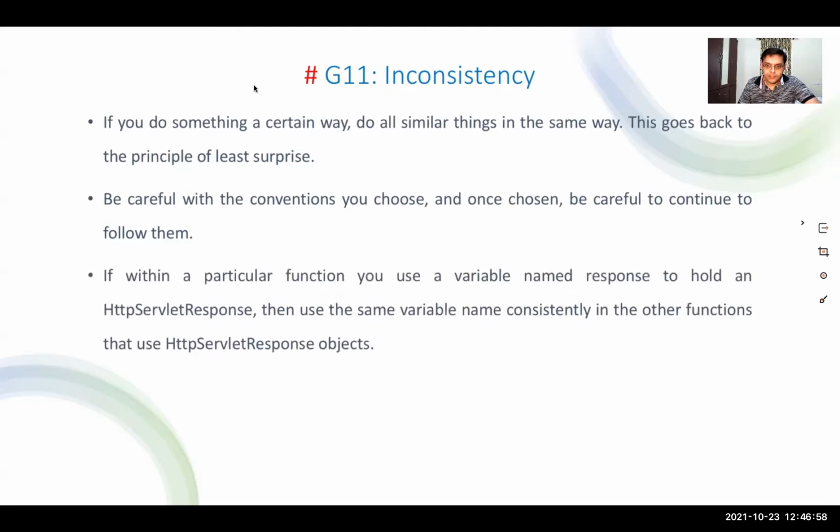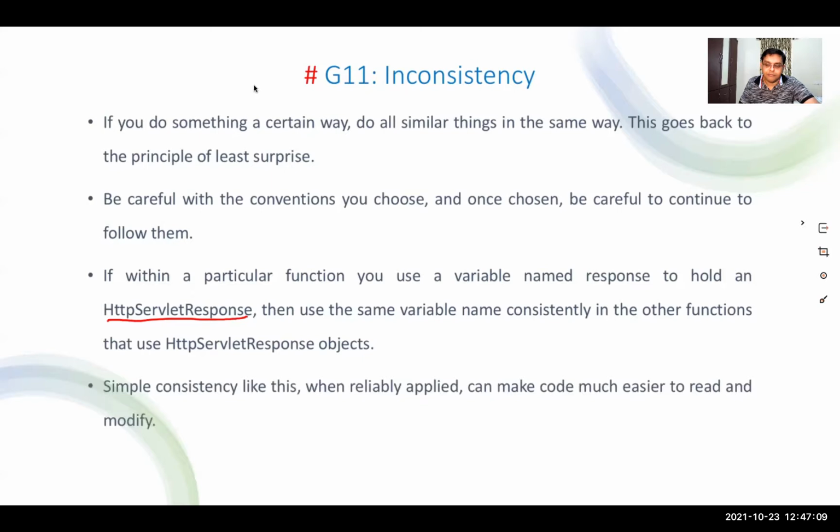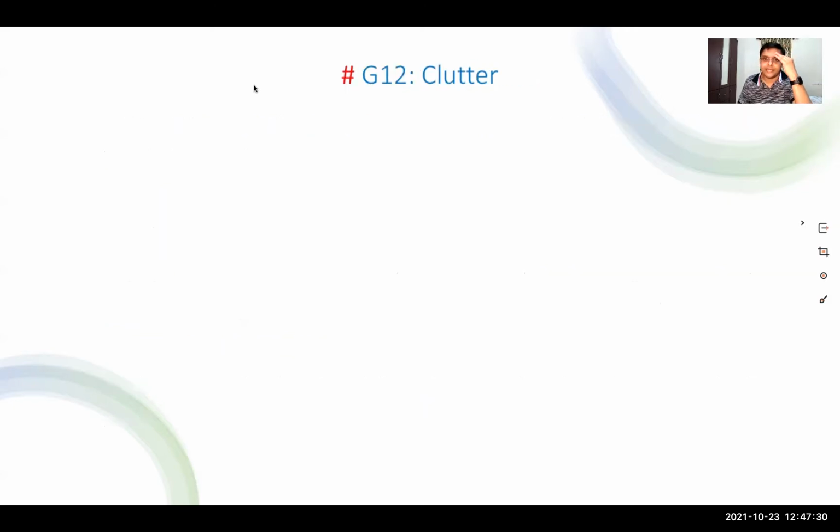Somewhere I am naming a variable HTTP servlet response. Then consistently use the same variable name. Don't go and use some other name. Somewhere I use this as response, HTTP servlet response, and then somewhere else I do some other naming. Don't do that. Whenever we have this, be very consistent, so it will be easier. I need not guess it.